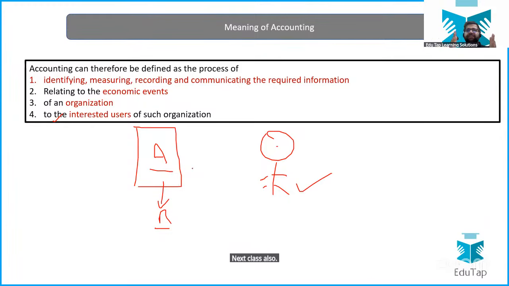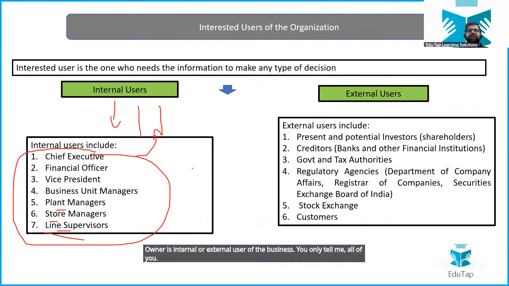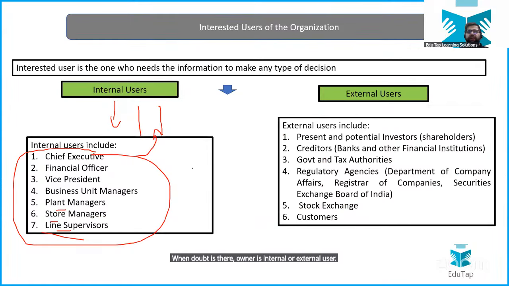So recording is more of a systematic manner. Kapil is asking this particular question: is the owner an internal or external user of the business? You only tell me, all of you. One doubt is there. Owner is internal or external user? Ask yourself, is the owner working in the business? The answer is yes, so he will be internal.